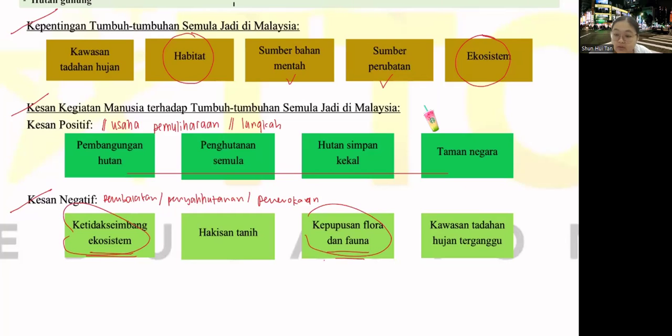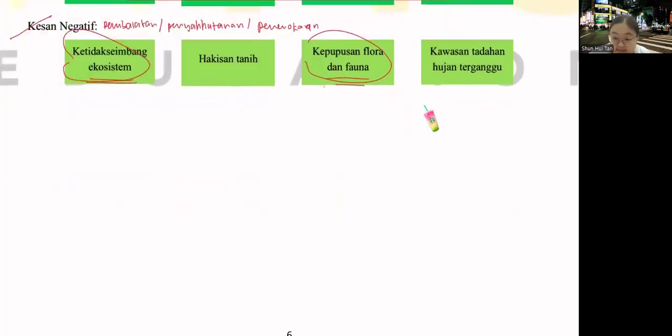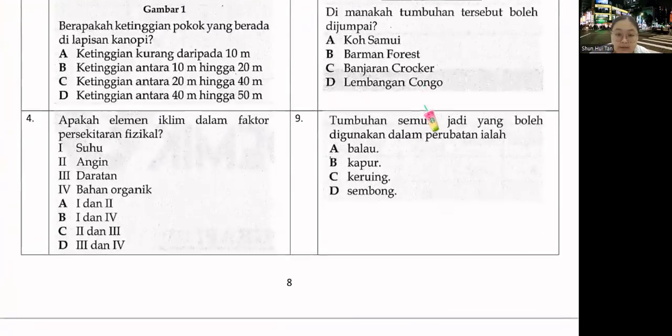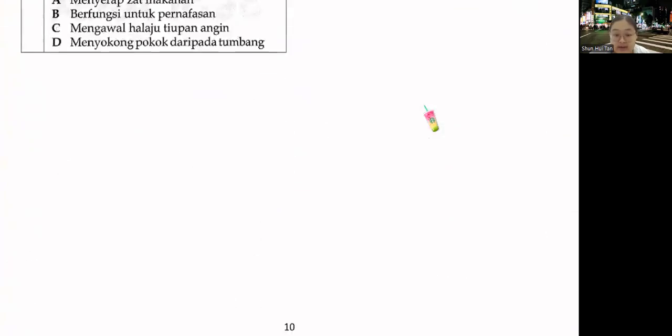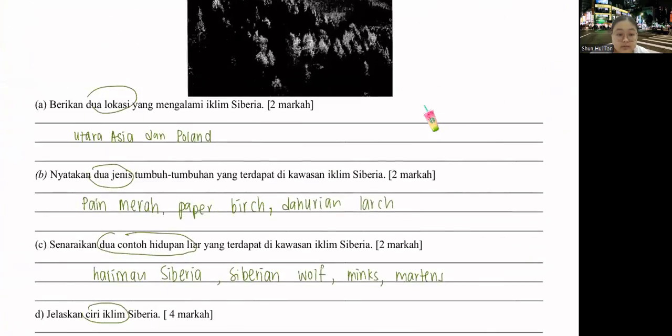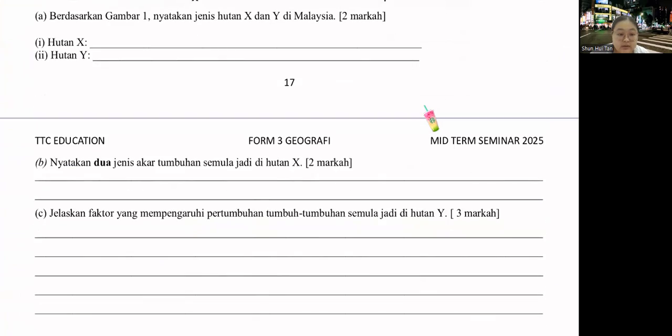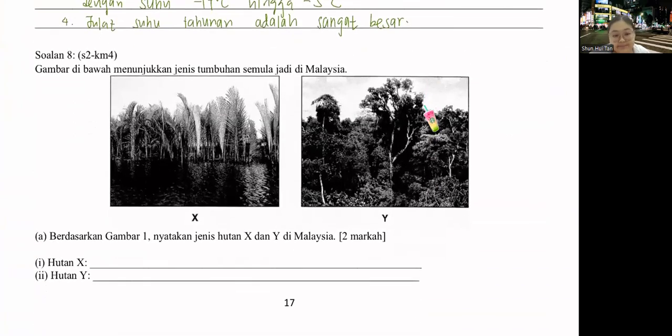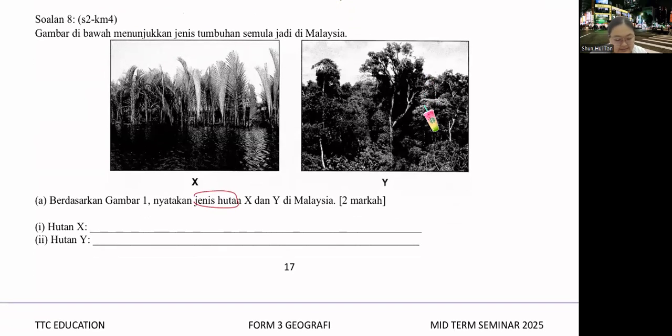All right. Now, let me show you how questions are asked, okay? Go back. The multiple choice, you can try it on your own. It's not much. Here. Where is that? Just now I saw it. Yeah, this one. Question 8. They ask you, berdasarkan gambar 1, nyatakan jenis hutan X and Y. No idea? Then you look at this. They tell you in our country.